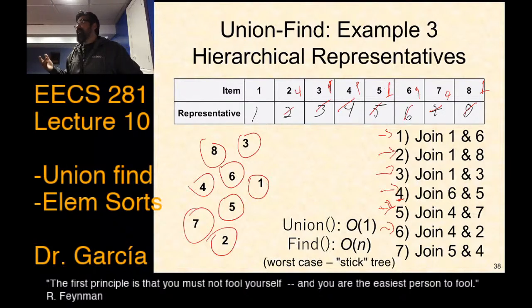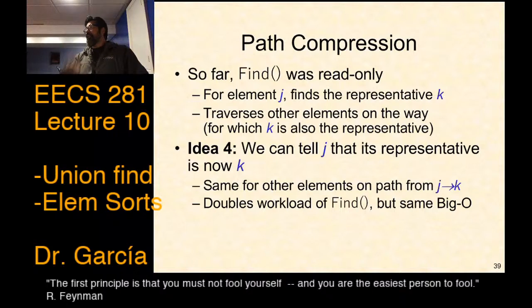So, how about if we come up with something that gives us the best of both worlds, right? Meaning a fast union and also a fast find. Okay? And the answer to that is called path compression. Now, this is what you were actually going to end up implementing in lab.